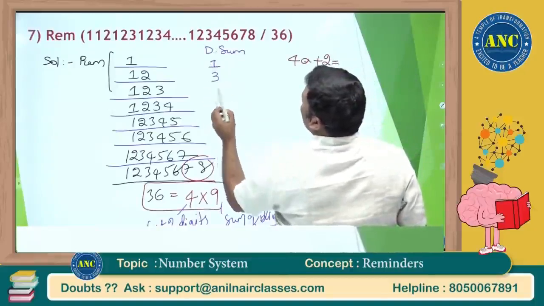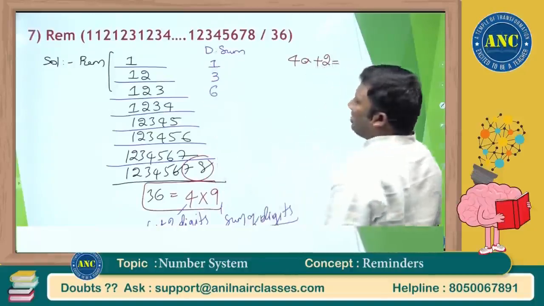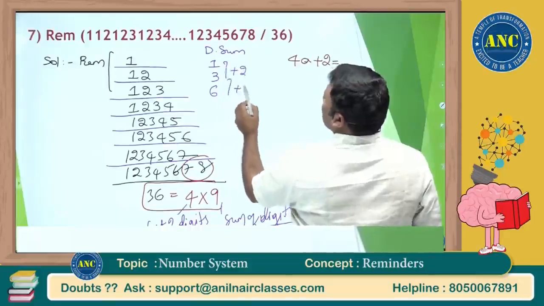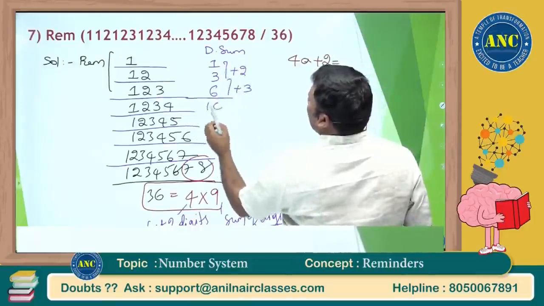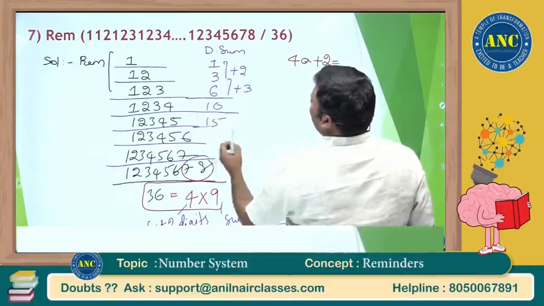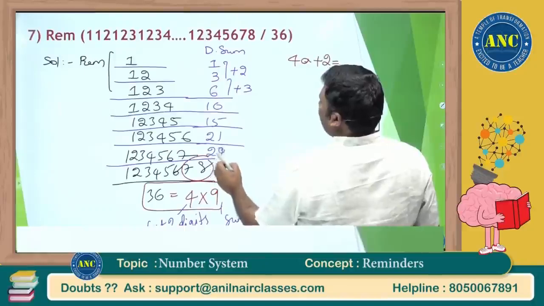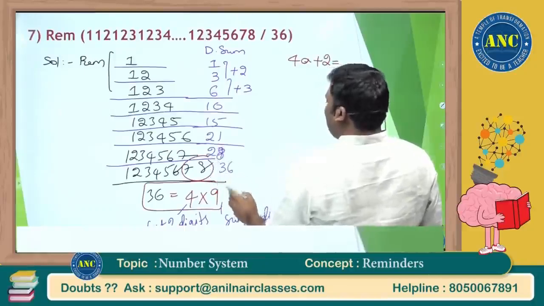What is 1 plus 2? 3. 1 plus 2 plus 3? 6. Here it is increased by 2. Here it is increased by 3. Here it is increased by 4. Increased by 5. Increased by 6. Increased by 7. Increased by 8.